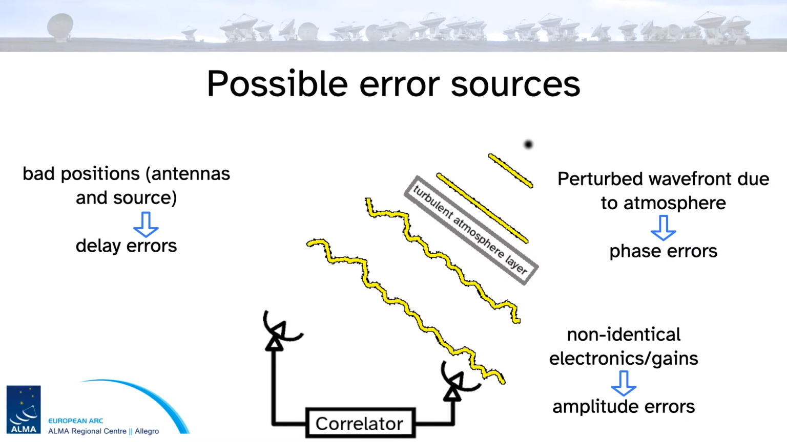However, in a real interferometer, there are different sources of error which affect the phase stability and the amplitudes of the data. These are, for example, imprecise positions of the antennas as well as the observed sources, which lead to errors in the delay term, the atmosphere, which perturbs the wavefront and leads to phase changes over time, and the electronics, which can introduce amplitude errors.